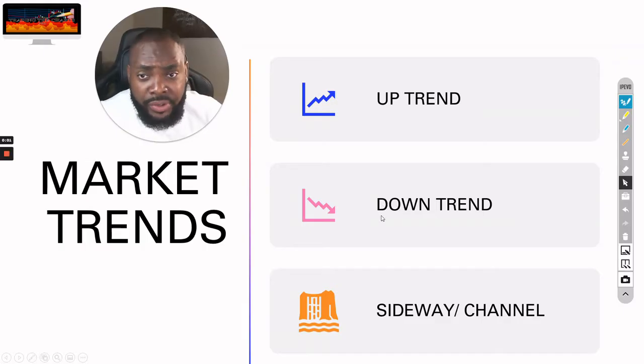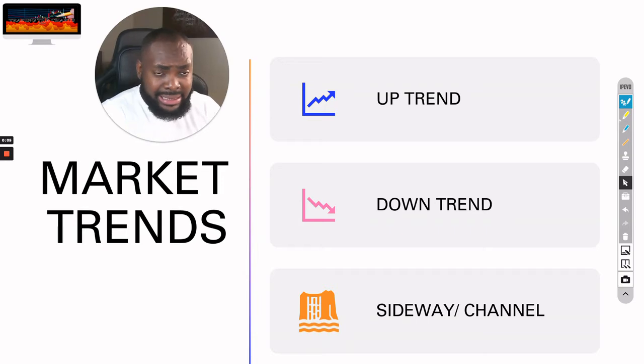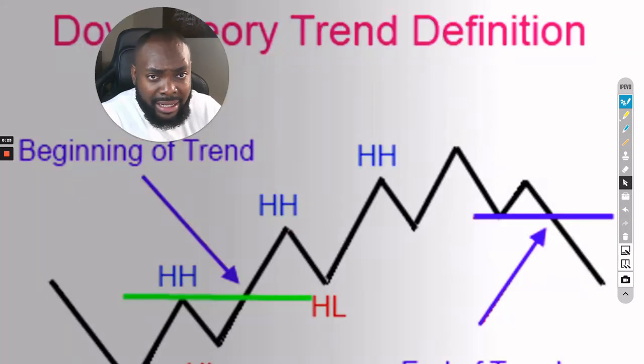Alright traders, so the three trends that the market will throw off is an uptrend. This is the number one trend that bullish traders love. The second trend is a downtrend, and then the third trend is what is called a sideways channel or just a sideways consolidation. Now let's dive deep and start to break down these and learn how to identify them.